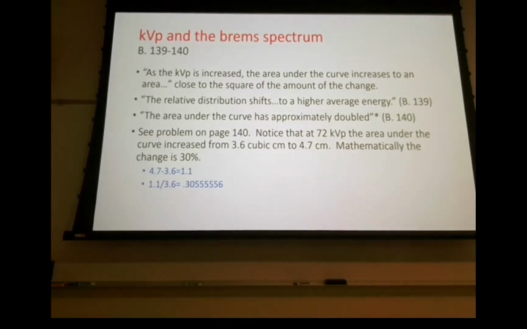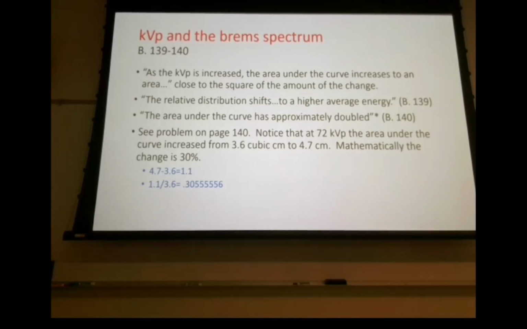problem on page 140. He's talking about going from 72 to 82 kVp. All right, so it says notice that at 72 kVp, the area under the curve increased from 3.6 to 4.7.